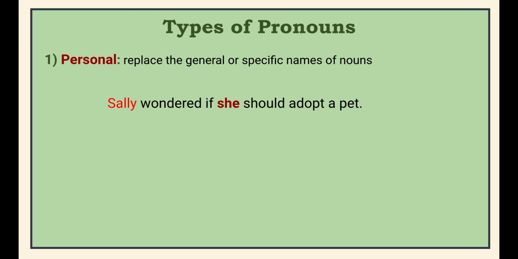Personal pronouns replace general or specific names of nouns. So if we think back to our first example sentence, Sally wondered if she should adopt a pet, the pronoun she replaces the specific name of the noun Sally, its antecedent.